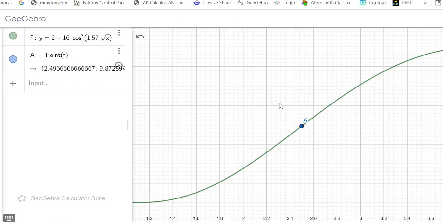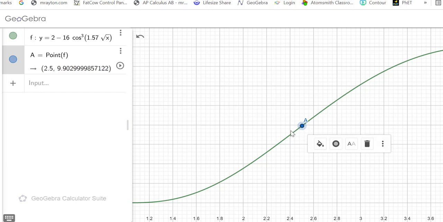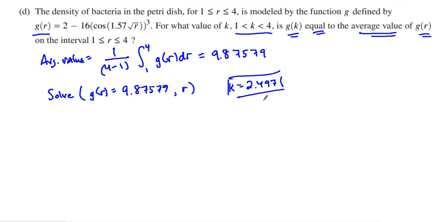Let me show you if I graphed it out. You can see on this graph, I graphed out this function 2 minus 16 cosine 1.57 square root of x cubed. And I took a look at this value right here, and you can see where it equals 9.875. If you zoom in a little bit, 9.875, we're almost there. We're really close. It's between these 2 points. You can see right around 2.5. You can zoom in, zoom in, zoom in. You can use your calculator to take a look at that if you want. And our k is 2.497, which is between 1 and 4, and that's where the value of g of k would be equal to the average.